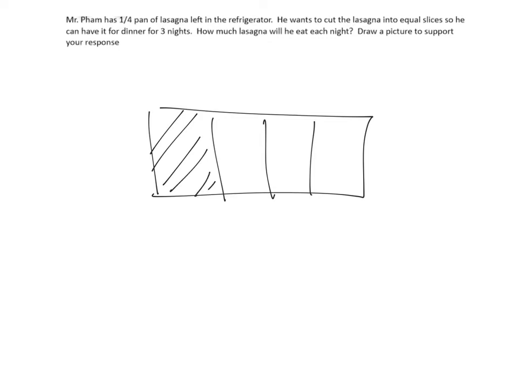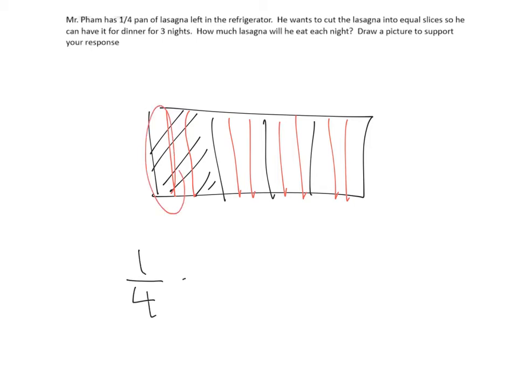He wants to cut the lasagna into equal slices so he can have dinner for 3 nights. So basically we can just split this into pieces into thirds. So he can have 1 of these pieces every night. So we did 1/4 divided by 3, which equals 1/12.